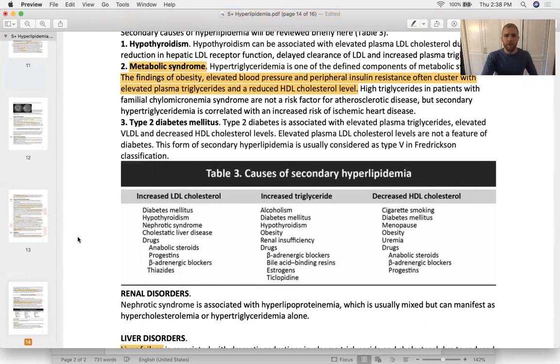Type 2 diabetes is also considered a type 5 Fredrickson classification. I don't know what any test question is here in this text. There's just not enough to go off of.